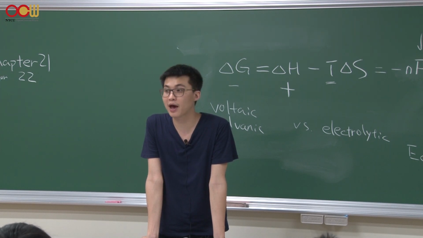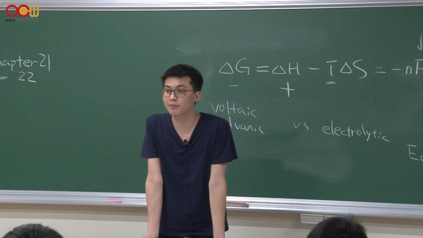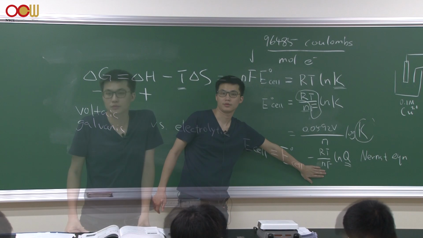Okay, so why does the battery only have a certain cycling lifetime? I would like you to discuss with your group mate. Why does a battery have a certain lifetime? And why does the battery lifetime decay over time? You should be thinking about this equation.